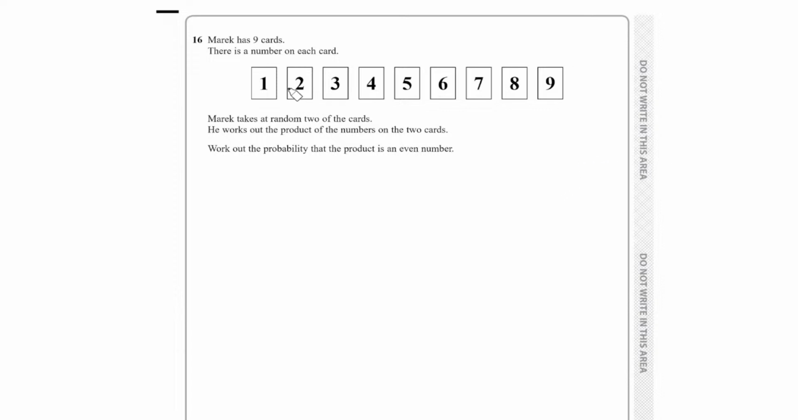The way that I did this one was, I would do a probability tree because it's 2 cards, but I wouldn't start doing like 9 different branches, right? Because that would be insane. So what I'm actually going to do is split it into even and odd. So the chance of picking an even card and the chance of picking an odd card.